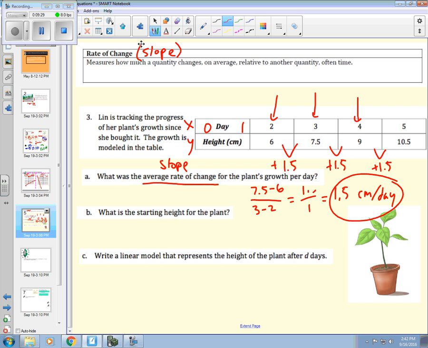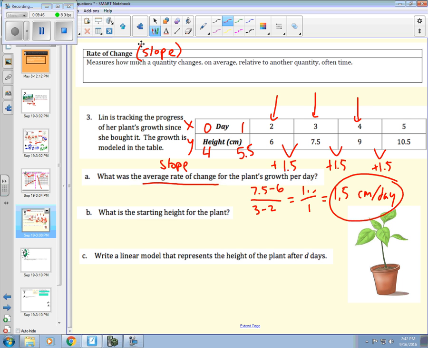minus 1.5 from each. So if we take 6 and minus 1.5, we would get 5.5. If we minus 1.5 again, it looks like at the start it had a height of 4 centimeters.